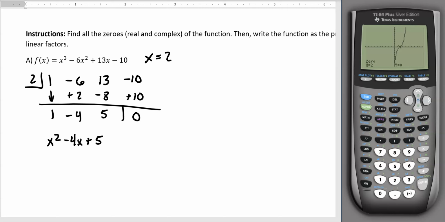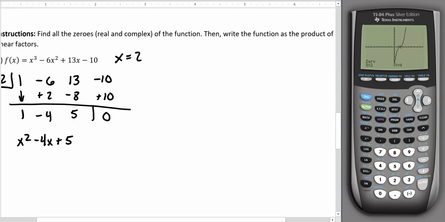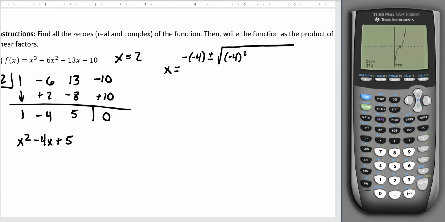I do not believe this is factorable, nor do I think this is going to give us rational zeros. I think this is going to give us some imaginary zeros. So let's use our quadratic formula to work through this. So we'll say x equals the opposite of b, negative 4, plus or minus the square root of negative 4 squared minus 4 times 1 times 5, all over 2 times 1.